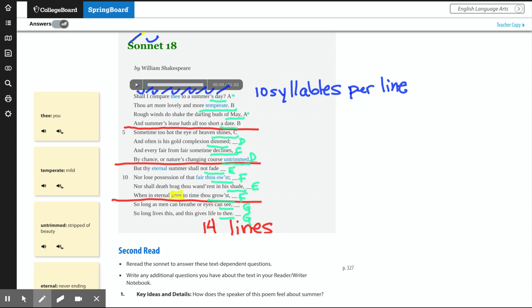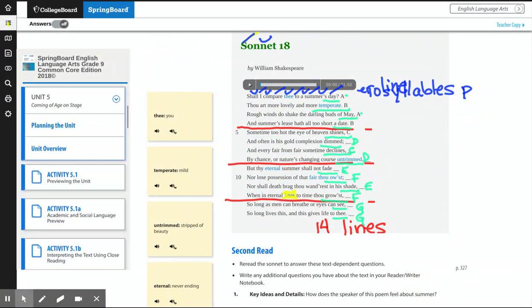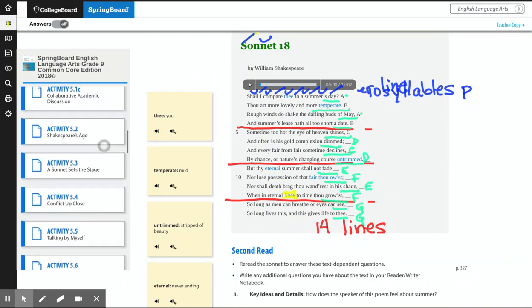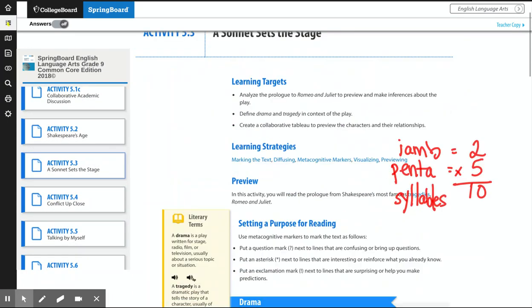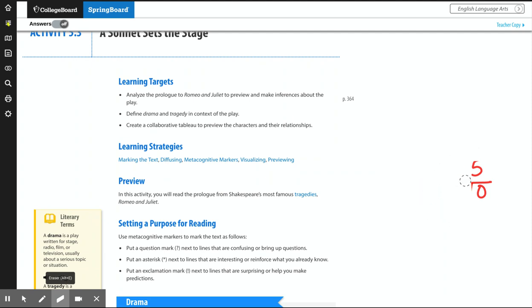So we are going to take what we just did, and we're going to apply it to the prologue of Romeo and Juliet. So in order to do that, I'm going to come over here. I'm going to go to Unit 5, and we're going to take a look at Activity 5.3. A sonnet sets the stage. And I'm going to erase all of this stuff. I want to look at how the prologue to Romeo and Juliet is a sonnet.